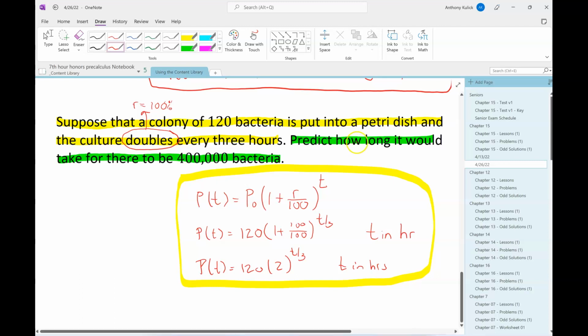Now for the green part, the question asks how long. So what are we going to be solving for in a question that asks how long? Yeah, we're going to be looking for t, right? So to solve for t, we're going to have to be plugging in for P of t. What are we plugging in for P of t? A population, in this case 400,000.